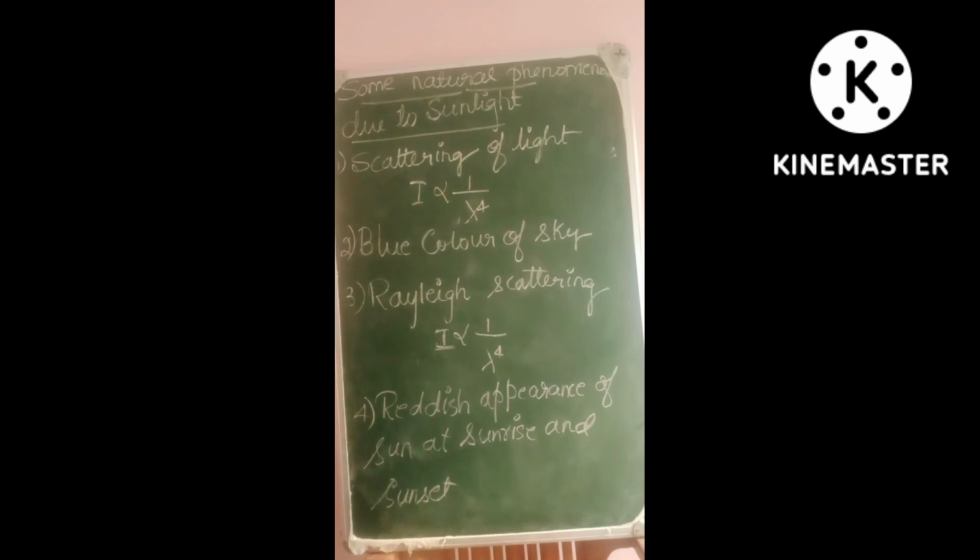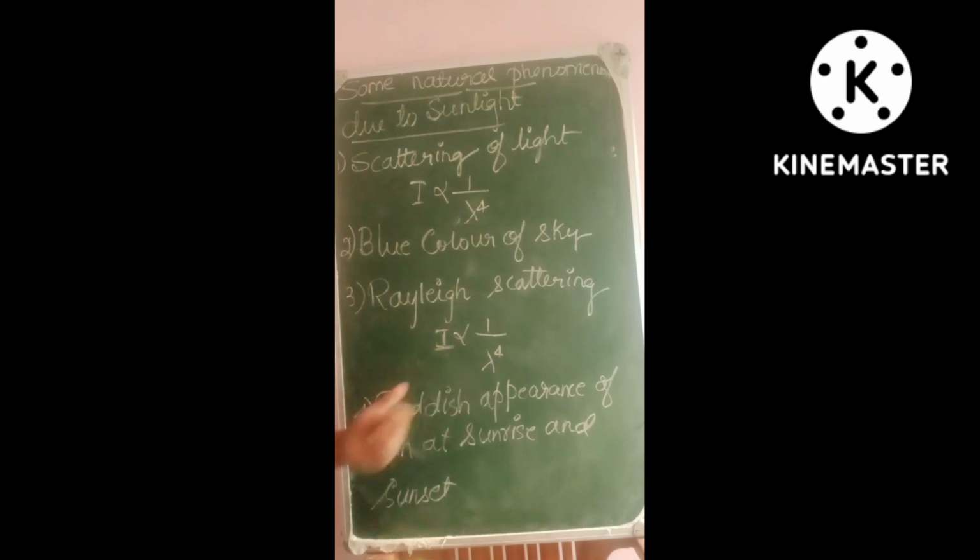These are some natural phenomena caused due to sunlight: the scattering of light, the blue color of the sky, and the reddish appearance of the sun at sunrise and sunset. The intensity of the scattered light is inversely proportional to the fourth power of the wavelength. You have to remember this expression.